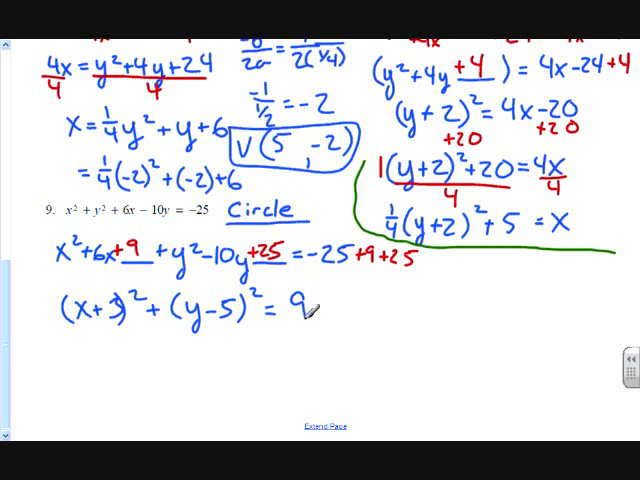And now this is in my standard form. The center of this guy, I take the opposite of each of these, so that's going to be (-3, 5). The radius, remember this guy over here is r squared, so I take the square root of that. It means that the r value is 3, and that's it.